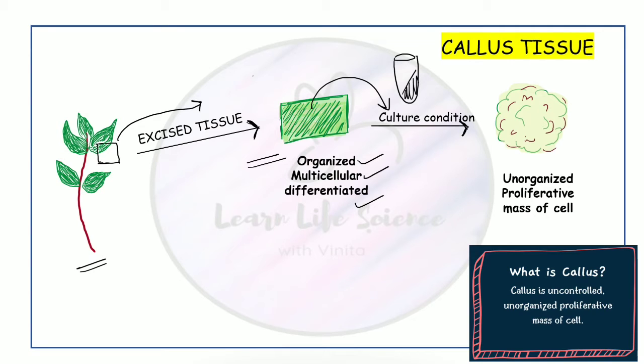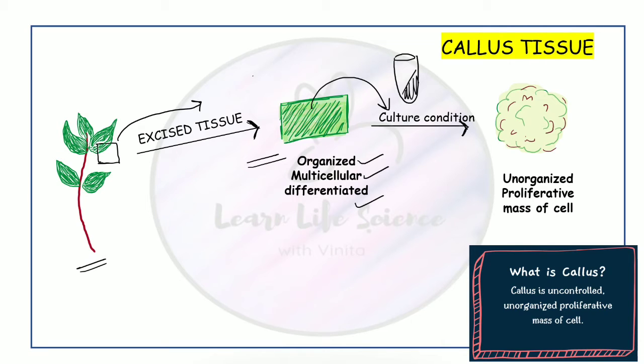Remember, callus induction takes place when we use both the hormones, that is auxin and cytokinin, in equal concentration. Okay, so in culture condition, you will incubate it considering certain physical parameters like temperature, humidity, and light intensity. After incubation, what will happen? The phytohormones will play their role.